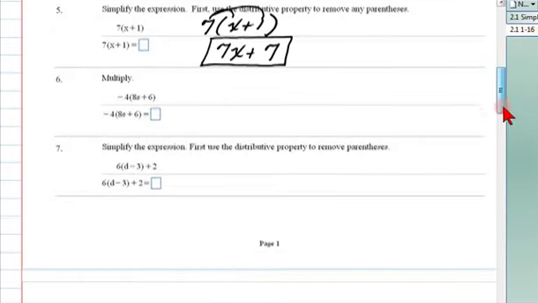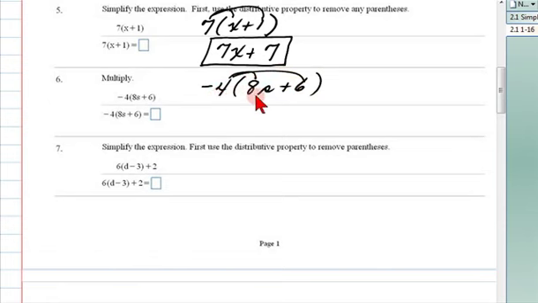Problem number 6 does not ever mention distributive property, it just says multiply. Multiply negative 4 times 8s plus 6. I'm going to use my distributive property. Negative 4 times 8s gives me what?